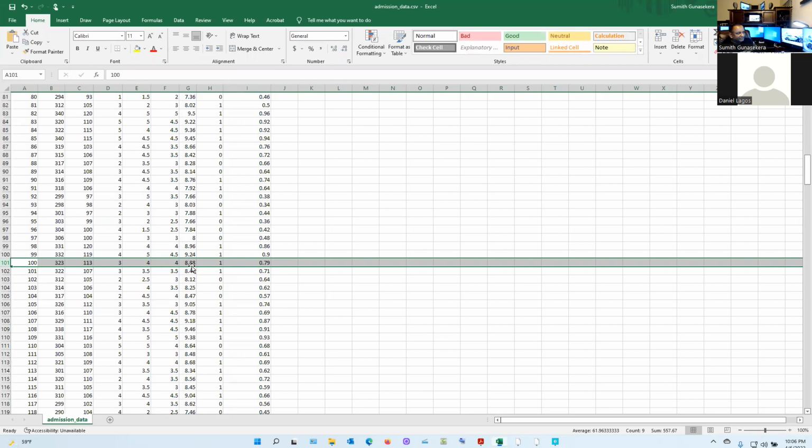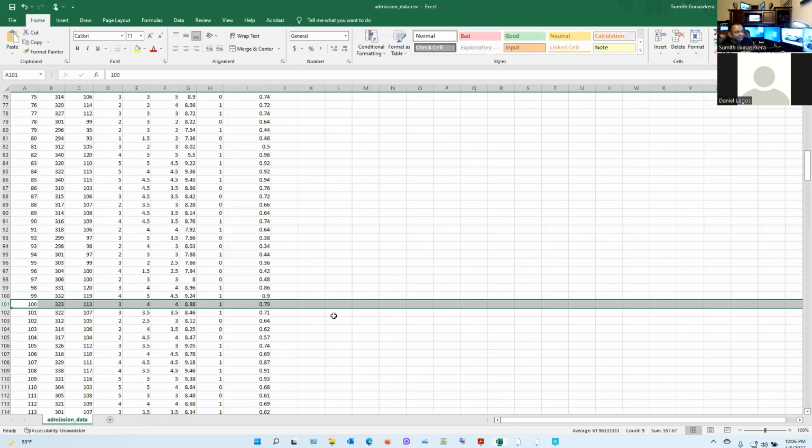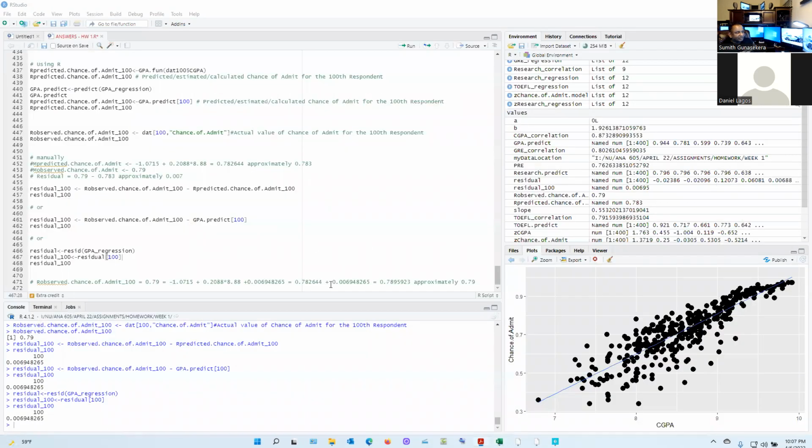0.79, based on his CGPA. So this is the observed chance of admit without taking into account other variables. Only one variable is being taken into account there, which is CGPA. With that, whatever you have predicted and the true one are very close. The error incurred by estimating the chance of admit, the response variable, is almost negligible. You already saw that, 0.0006. So that's a good prediction. The observed value and the predicted value both fit onto this regression line.